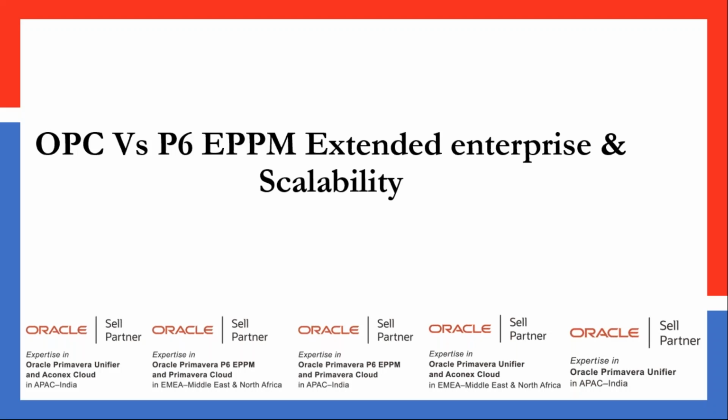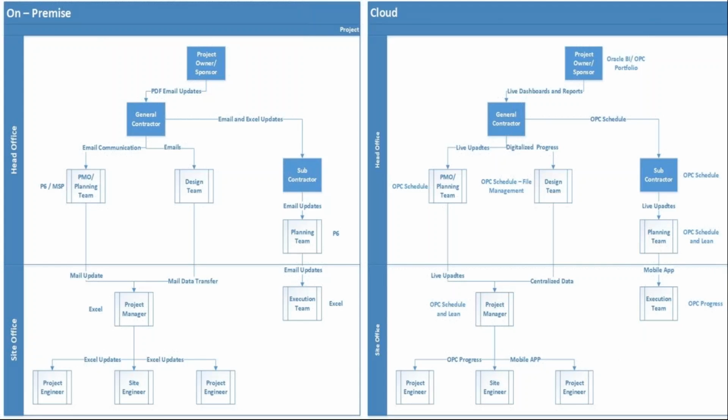Truly enterprise and scalability, when it comes to that. So what I've seen most of the time is that when you have the on-premise license, Primavera, meaning the scheduling tool, is used by planners. So planners will have Primavera applications, and they collect the information from the site.